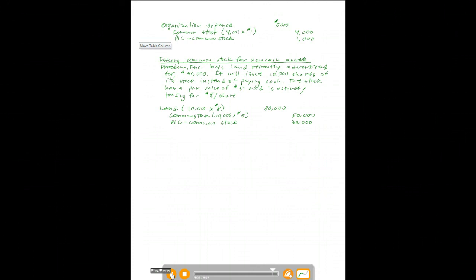Now, if this stock wasn't actively traded, if it was at the very beginning of the company and there was no current market price, then you would have to go with $90,000 divided by 10,000. You'd have to show that you bought it for $90,000. But because the stock is actively traded, then that's going to determine how much we paid for the land.